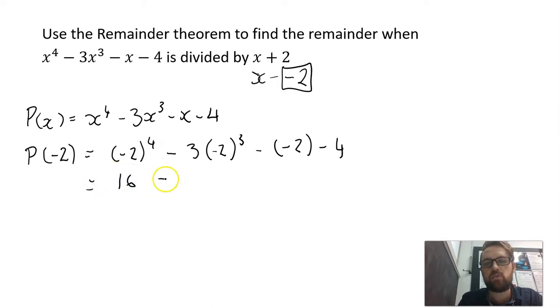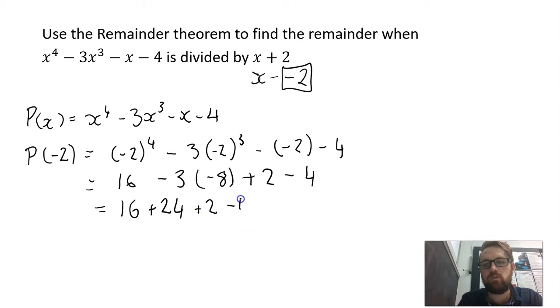16, subtract 3 times by negative 2 cubed is going to give us negative 8. Subtract negative 2 is going to become plus 2 minus 4. All right, so simplify this, we're going to get 16. Negative 3 times negative 8 is positive 24. Plus 2, take 4. And you get 16 plus 24 is 40. Plus 2 is 42. Take 4 is 38. So this equals 38.